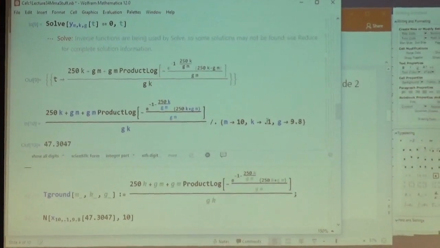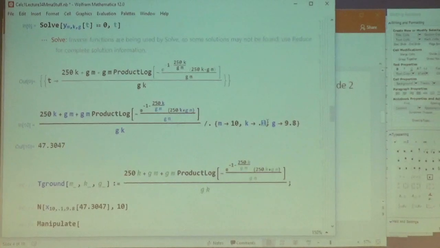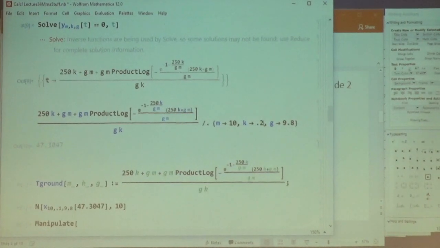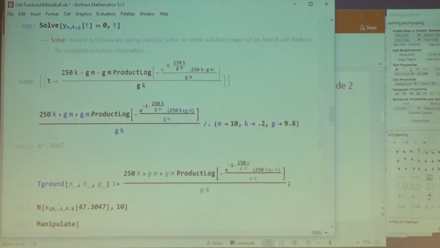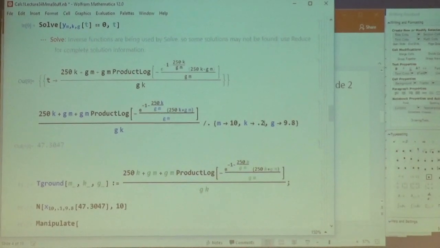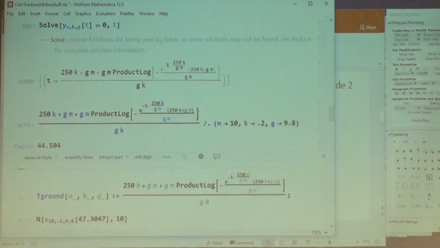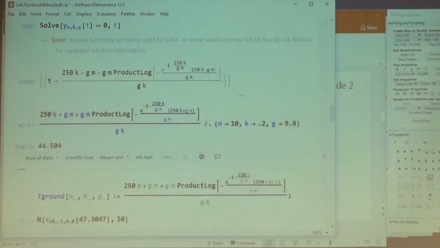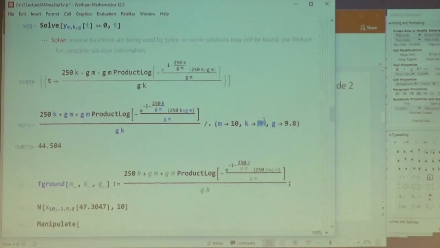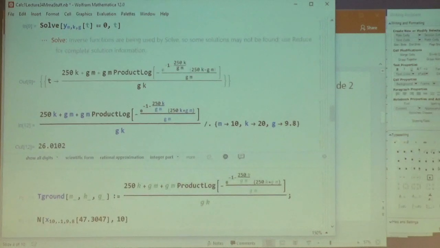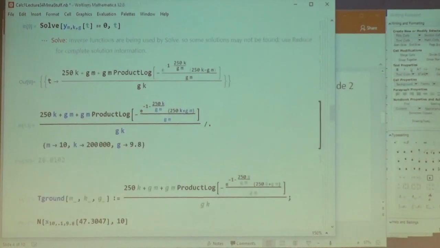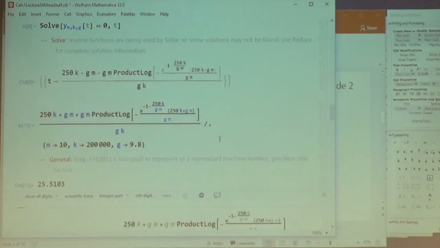So what happens if k increases, like 0.2 instead of 0.1? More air resistance. It probably won't be in the air as long. This number here should go down. Yep. And if k is really big, 20 is pretty low. Okay, let's get extreme here. Okay, too small. All right, too small to represent a normalized machine number, so I guess I can't do that.